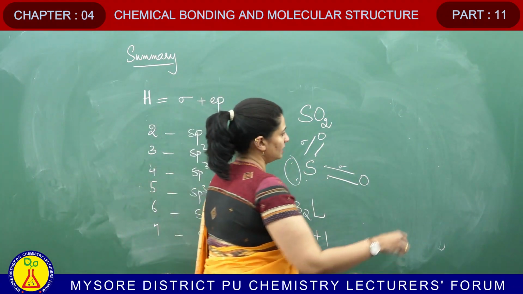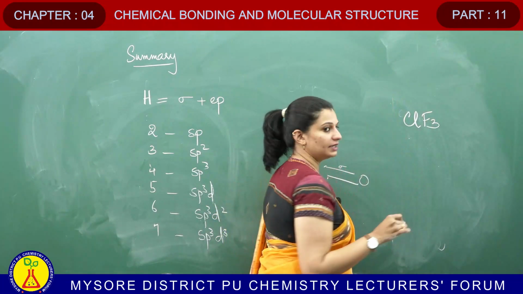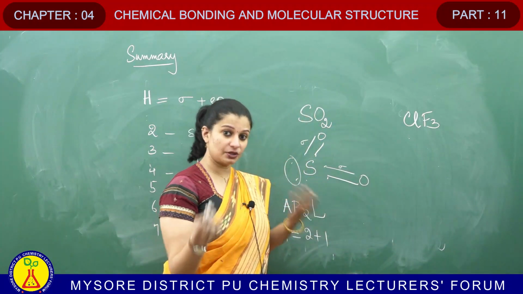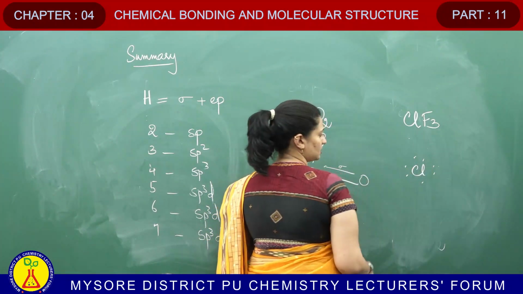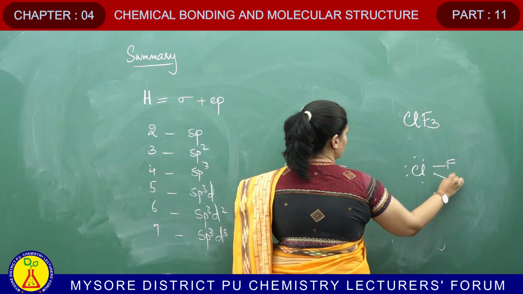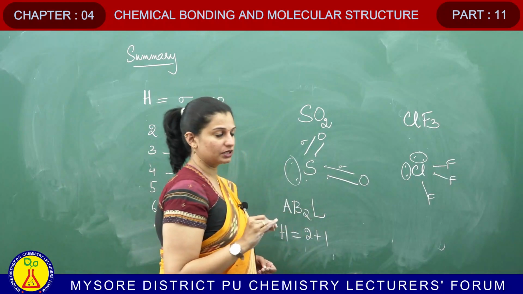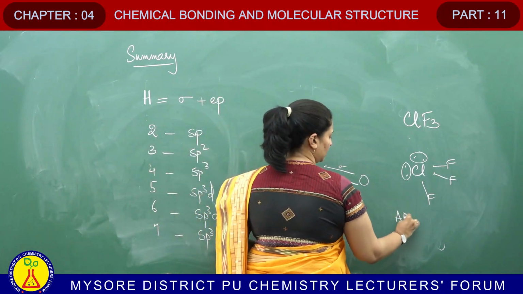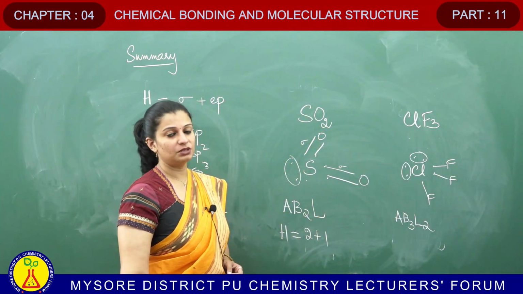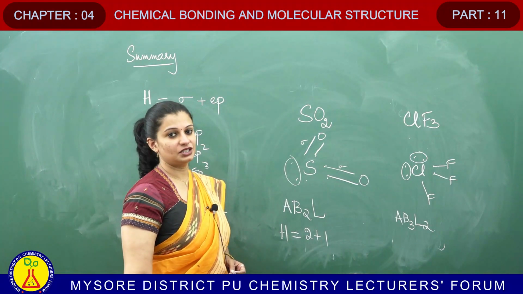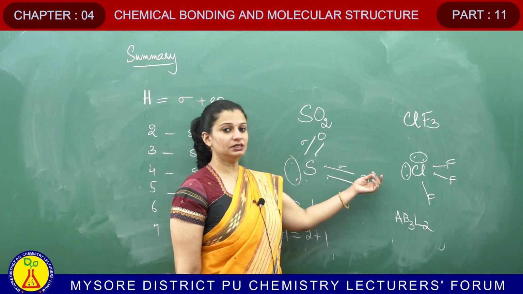Okay, so the last case, let me take ClF3, so that you do not have to memorize the examples, you can always work it out. Chlorine belongs to group 17, 7 dots. Out of 7 dots, 3 dots I gave to fluorine. Halogens are monovalent, so 3 dots I gave to fluorine. So now this is AB3L2. AB3L2 has trigonal bipyramidal geometry, but the shape will be T-shaped. So the geometry is trigonal bipyramidal and the shape is T-shaped.